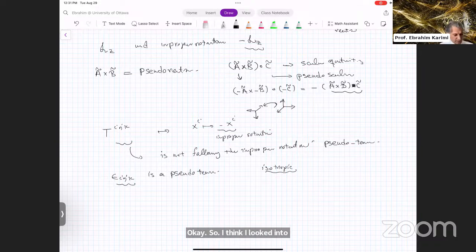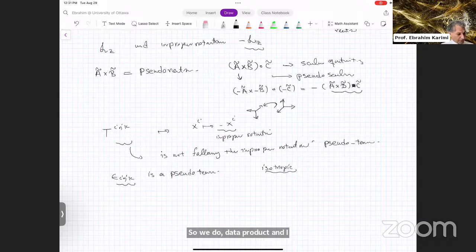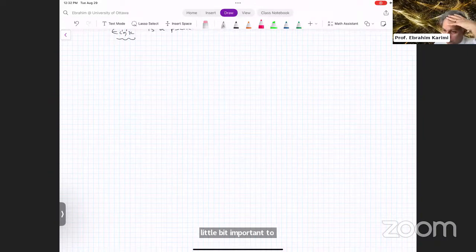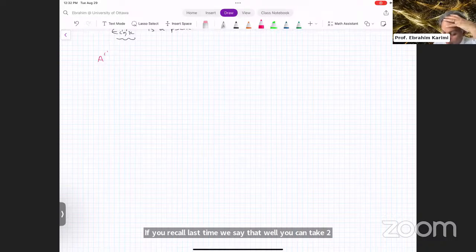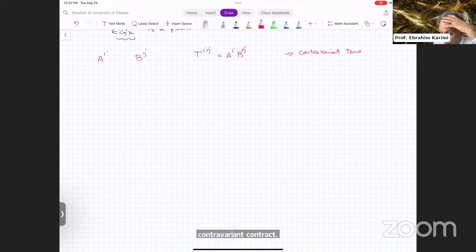So I think I looked into all of the derivatives and also all of the definitions that we had previously. We looked into the direct product, we built up tensors, and also we looked into the definition of the gradient of a vector, if I'm not mistaken. And the last thing that is remaining, and it's a little bit important to know. If you recall, last time we said that you can take two vectors A_i and, for example, B_j. You can look at A_i B_j, and we say that it has two indices, and I call it T_ij. And that was a contravariant tensor of rank 2.